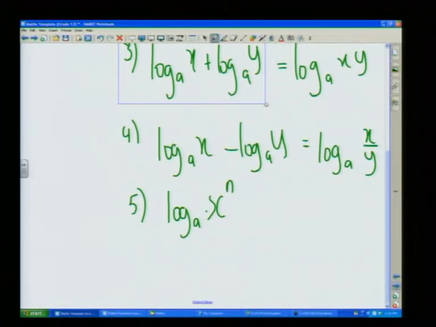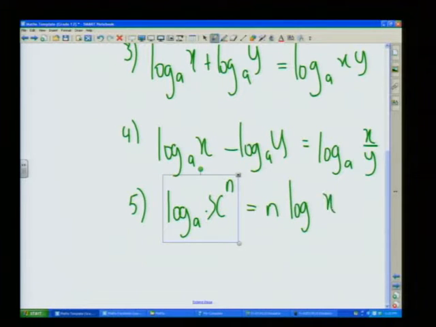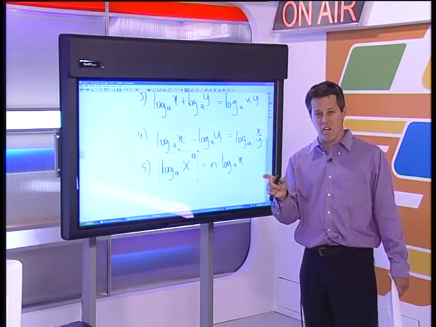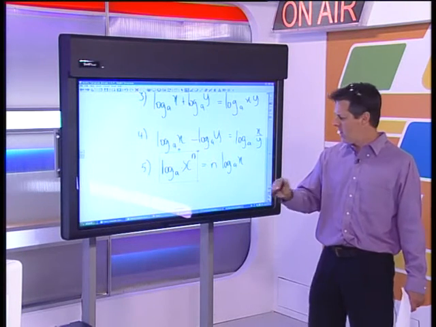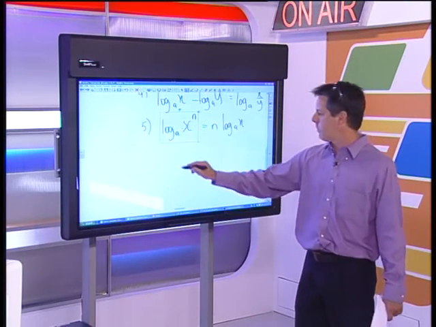So if you've got the log, with the base a, of x to the power of n, we can quite easily rewrite that as n multiplied by the log of x to the base a. And again, it probably isn't making sense to all of you at home if you haven't done this kind of stuff yet. But it will make sense when we look at an example. So let me just illustrate.